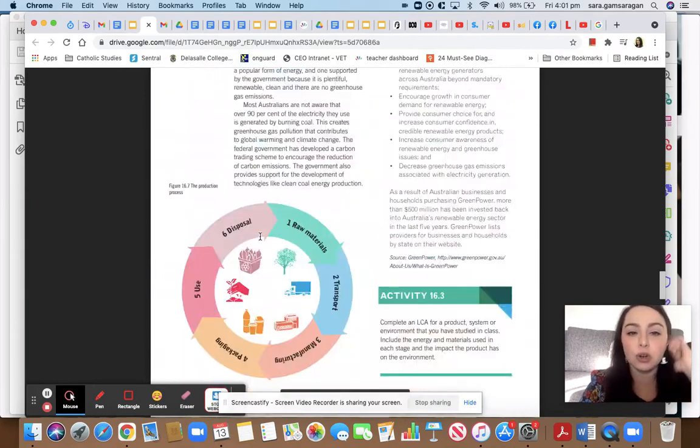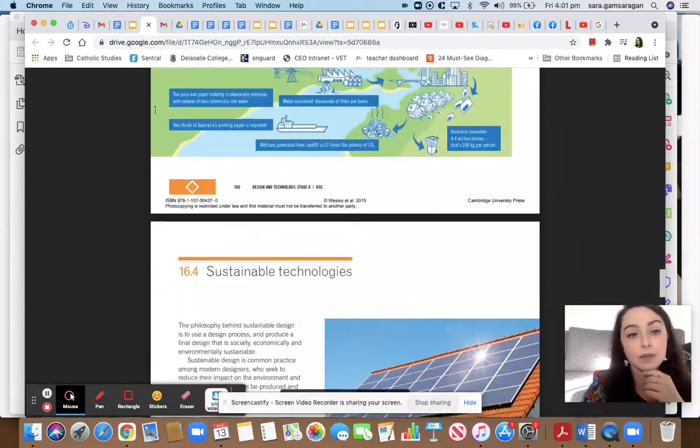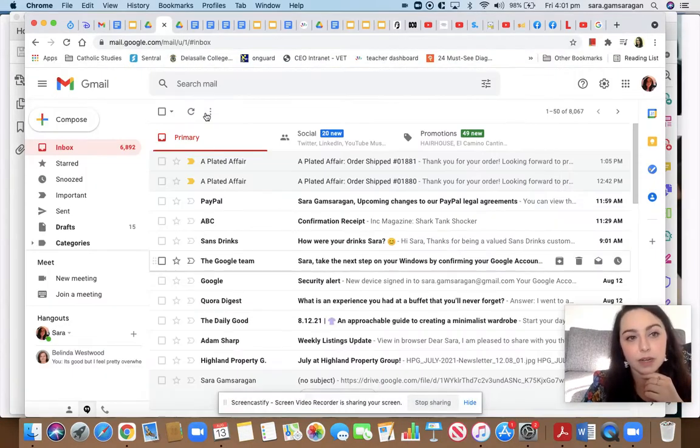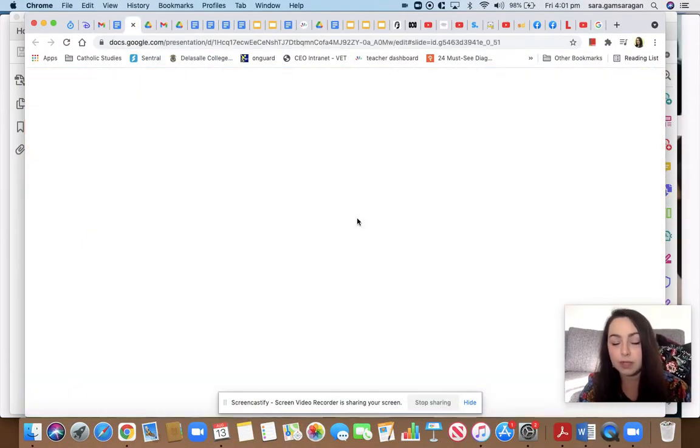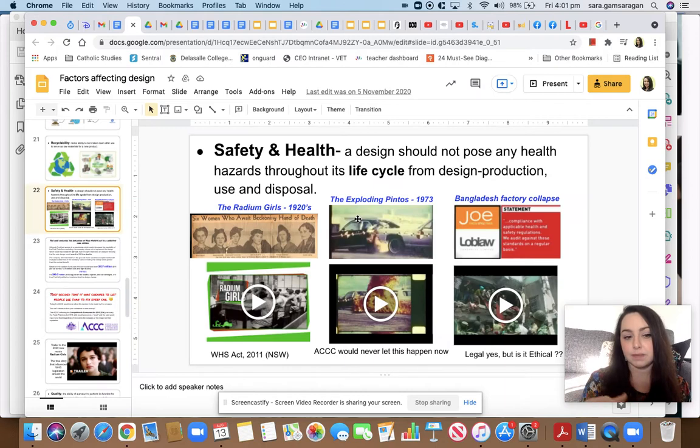But I wanted to touch on safety, because back in Tisha's email, she said, oh, that's the wrong email, sorry. Impact on innovation, society, so impact of design and innovation on society and the environment, safety and evaluation. Now, I want to touch on safety. I'll put this in your folders, so you each have a copy of this presentation as well.